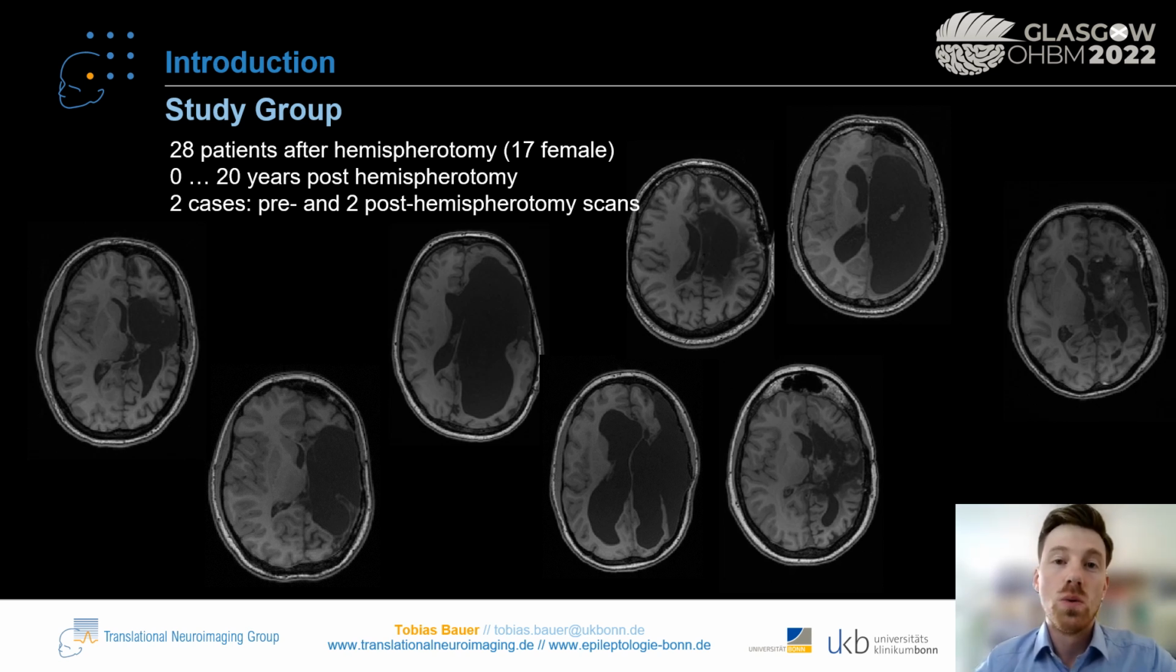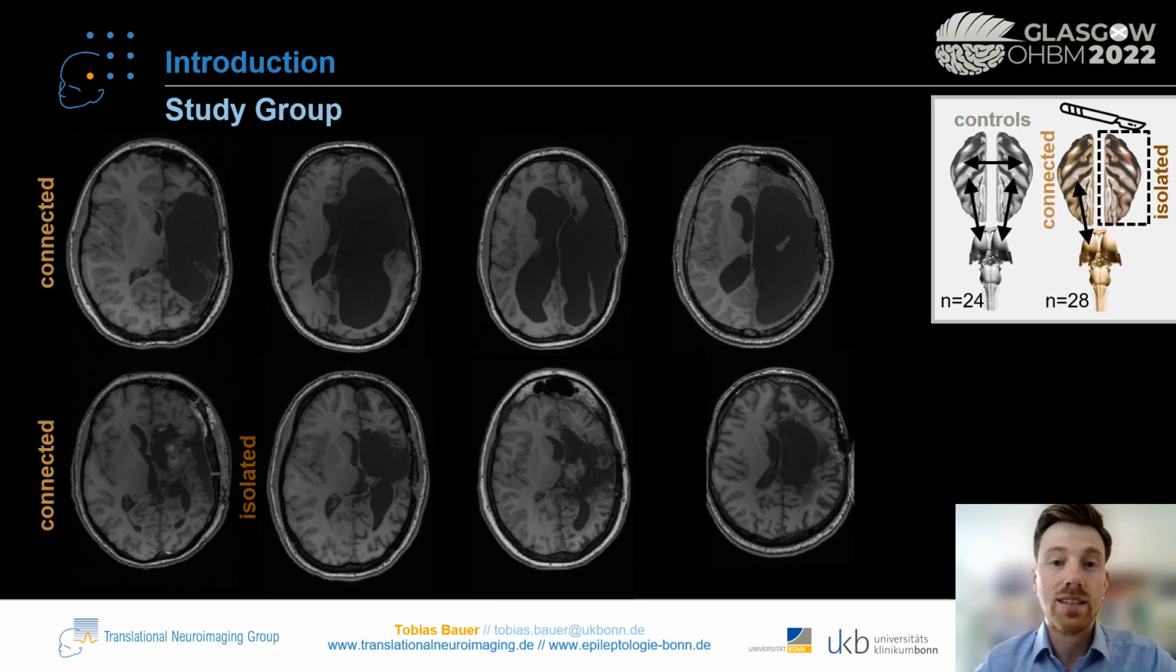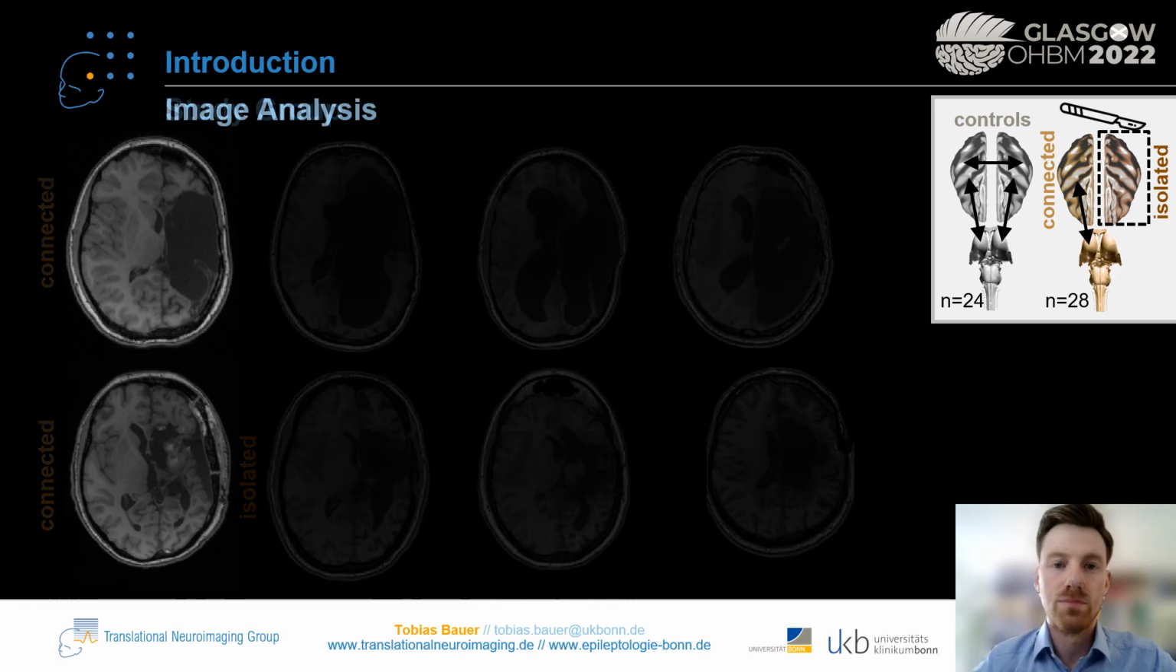So we decided to split up our group further into those patients where we could only analyze the connected hemispheres, but also those patients where we could analyze one connected hemisphere and one isolated hemisphere because there was enough vital gray matter tissue left intact in the brain.